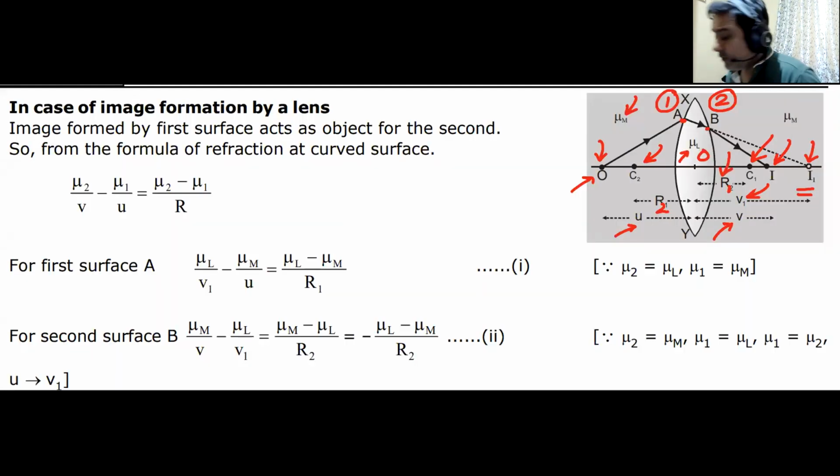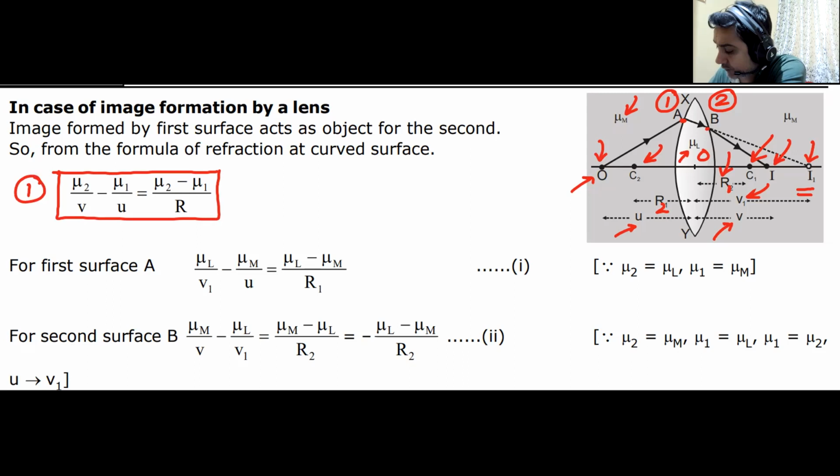Now, let us move ahead and see what is there in the diagram. What we got to do is to apply this formula. Do we remember this formula? This is the formula for refraction by a curved surface. We will apply this formula twice. First for the first surface and then for the second surface. Do we understand this? Yes, sir. Image formed by the first surface acts as object for the second surface. Do we understand this? Yes, sir.